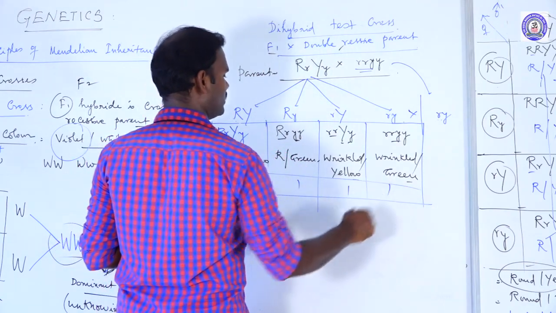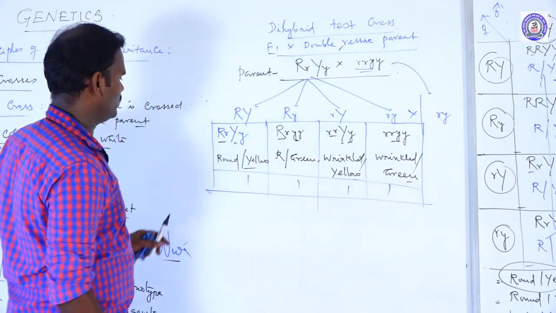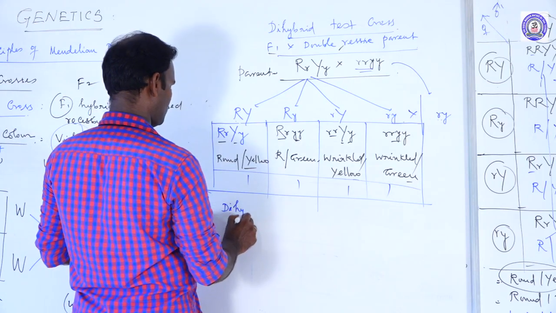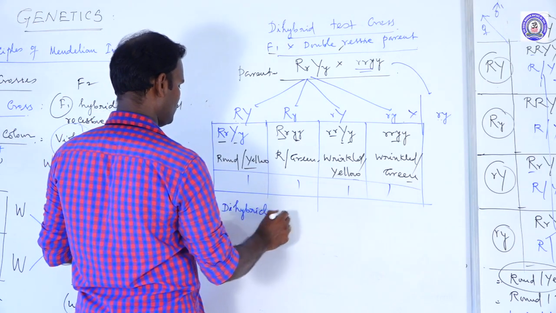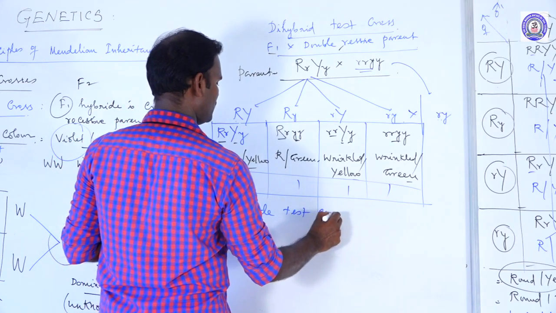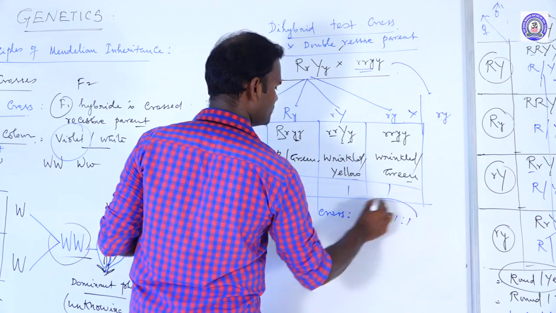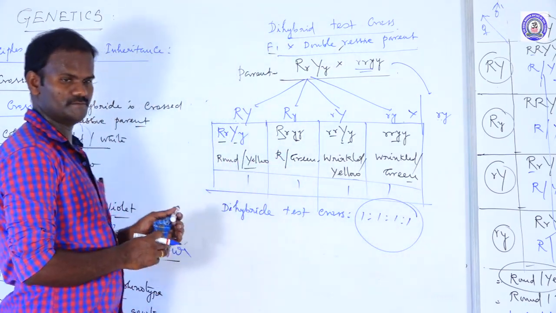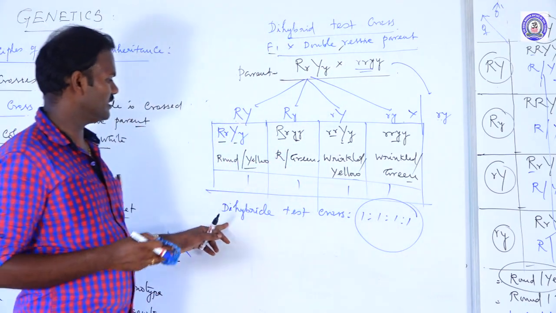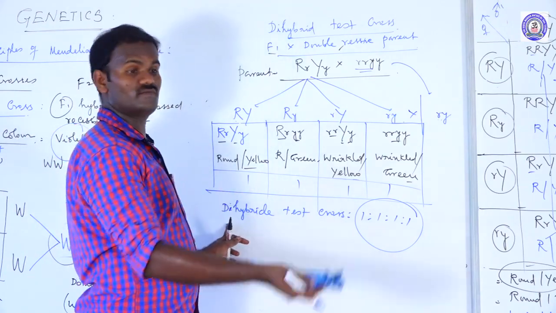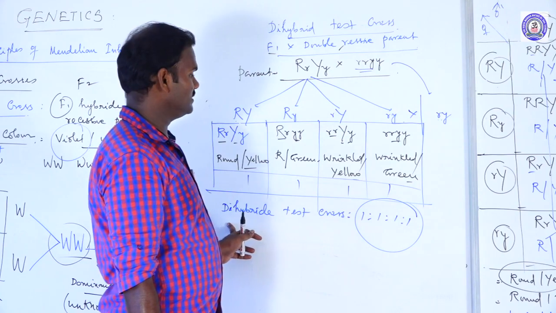In the ratio, what is the ratio? 1:1:1:1. So this is the dihybrid test cross ratio. Mendel obtained 1:1:1:1. These are the dihybrid test cross ratios. Because it is useful in certain exception cases in the chromosomal basis of inheritance. Tomorrow we are going to discuss the second chapter.